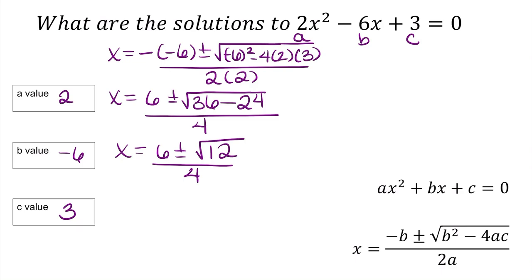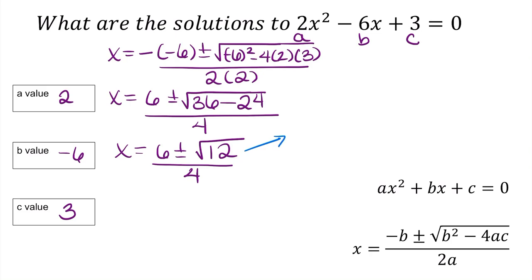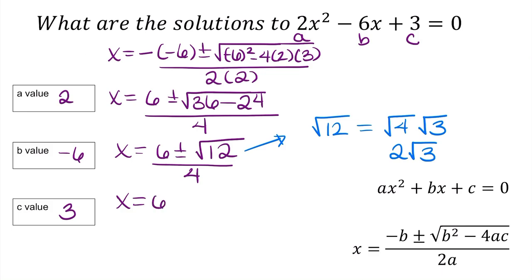So now I'm going to do something with this radical. I'm going to look at this radical and I'm going to see if I can make it better. What I mean by make it better is I want to see if there's a perfect square that I can factor out of here. So that I can see that 12 has a factor of 4. So I can write this as the square root of 4 times the square root of 3. The square root of 4 is 2 because 4 is a perfect square. So this will become 2 square root of 3. So I can make that radical better. So I'm going to write this as 6 plus or minus 2 square root of 3 over 4.